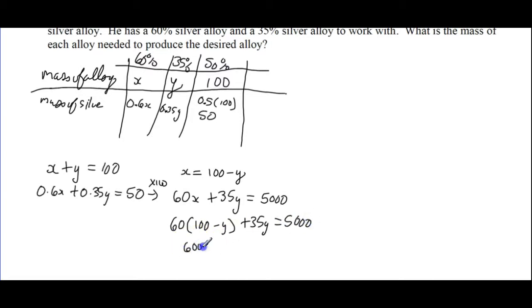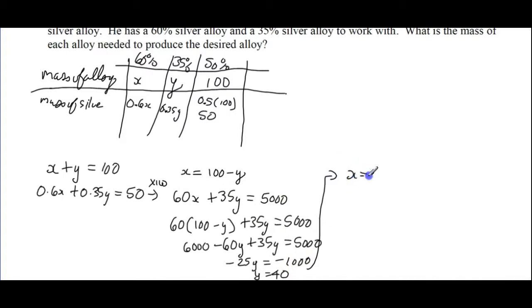So 6,000 minus 60y plus 35y is equal to 5,000. So this will be negative 25y, and this will be negative 1,000. And so negative 1,000 divided by negative 25 is 40. And if y is 40, then x is kind of obviously 60, right? Let's pop up here. And so x is 100 minus 40.